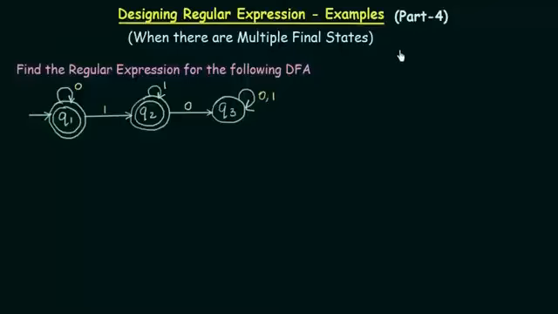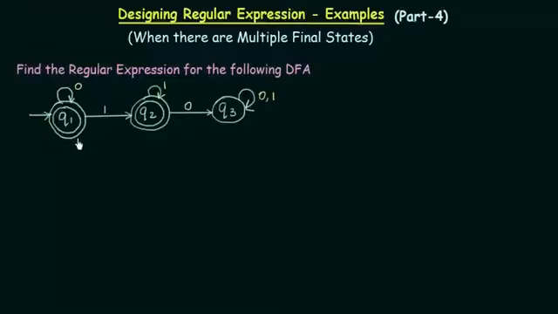In this lecture, we will be seeing another example of designing regular expressions for the given DFA when there are multiple final states. Till now, we have seen how to design the regular expressions when there is only one final state in the DFA, but here we see that in this DFA there are two final states. So we'll see how we will find the regular expressions for this kind of DFAs where there are multiple final states.